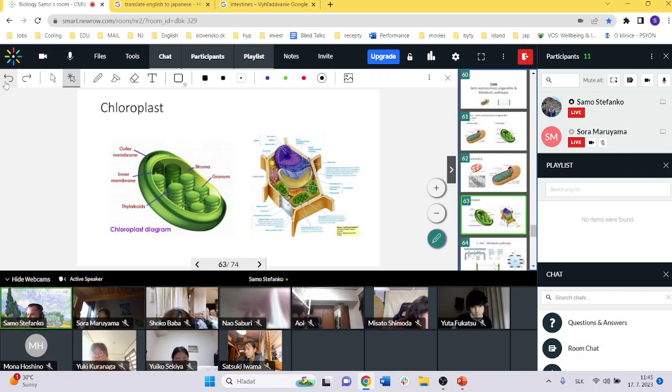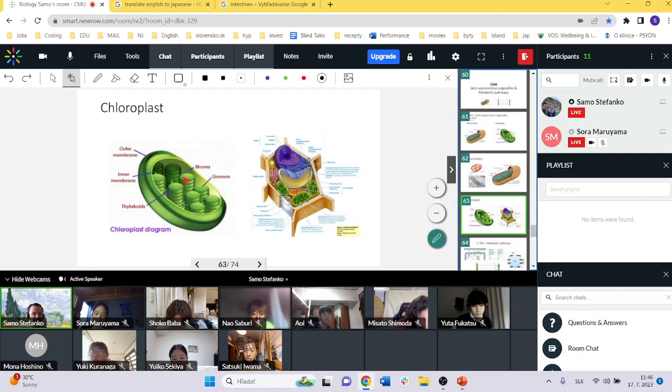Where to start? Okay, so chloroplasts are also semi-autonomous organelles, as mitochondria are. However, they are typical only for plant cells, as Aoi said. Chloroplasts are organelles belonging to the group of plastids, and the plastids or chloroplasts are responsible for photosynthesis and the Kelvin cycle in all plants.